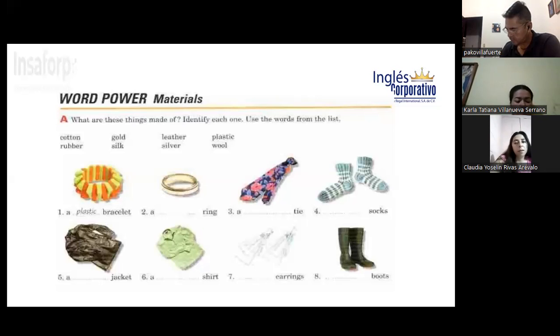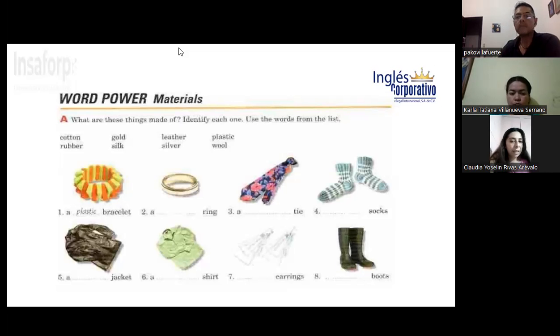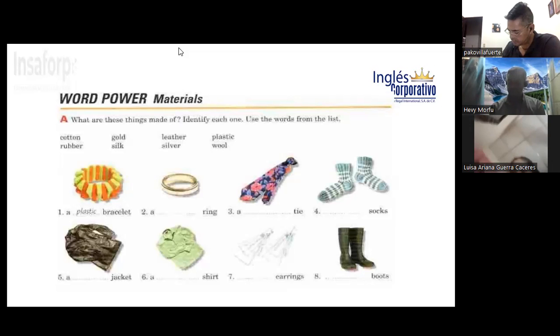Okay, so let's see here with the examples we have. Number two, what do you have for number two? Carmen and Claudia have some answers too, so we can combine. Number two, volunteer. Gold ring. Is that a gold ring? Okay, a gold ring. That makes sense to me. That's okay.